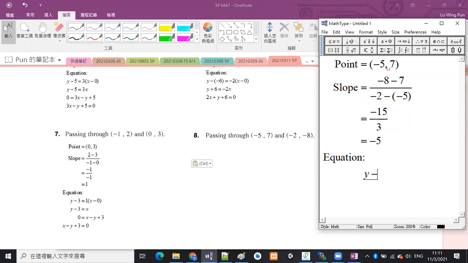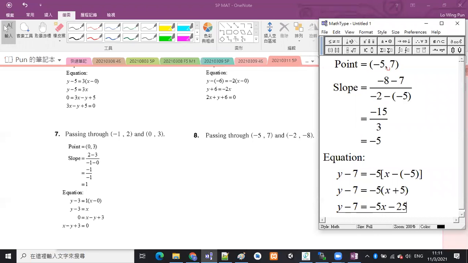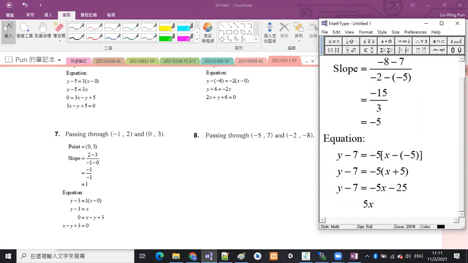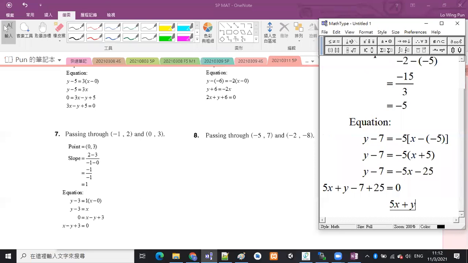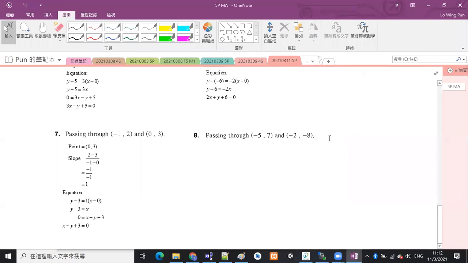So that is y minus y1 equals slope times x minus x1. Okay, simplifying the double negative first. y minus 7 is equal to -5 times x plus 5. And then removing the bracket, multiplying the -5 to the bracket, it becomes negative 5x minus 25. And the x term is negative on this side, so I'm going to move all the terms to the left-hand side. So it becomes positive 5x plus y. And then we have minus 7, but the 25 moved to the left becomes plus 25 equals 0. And then calculate the like terms. It becomes plus 18 equals 0. Okay, so that is the answer of number 8.